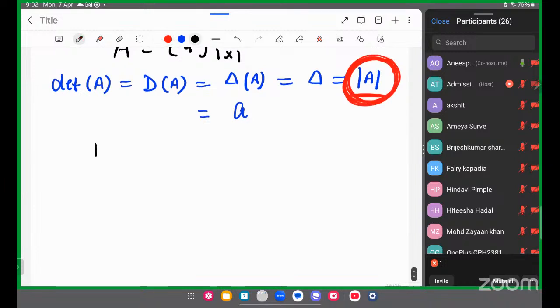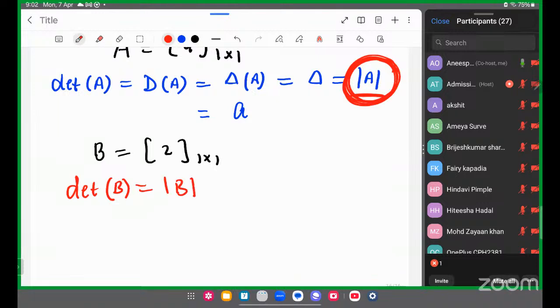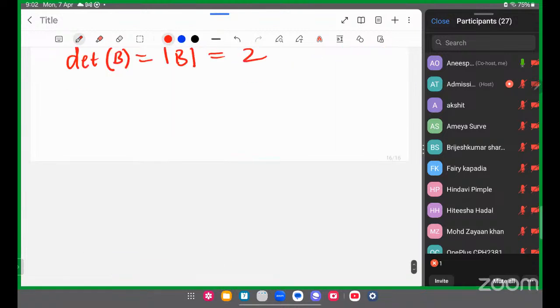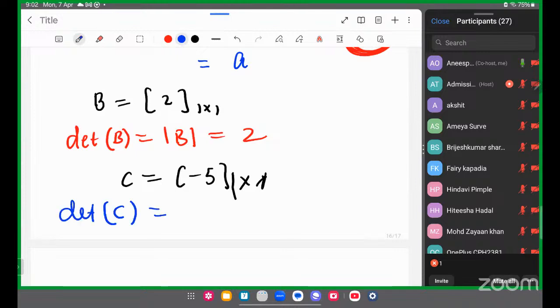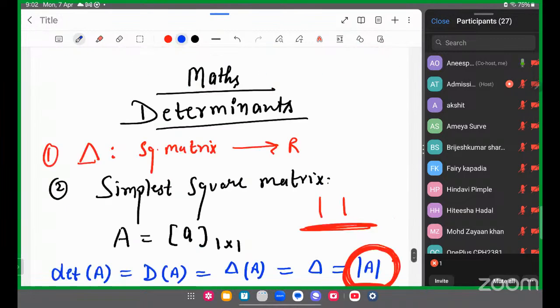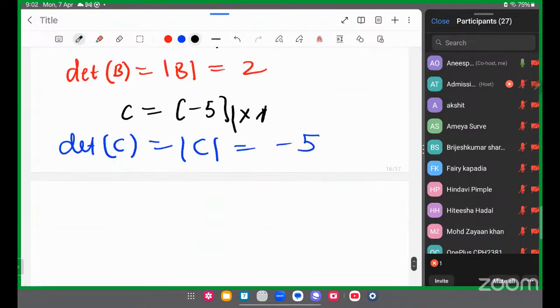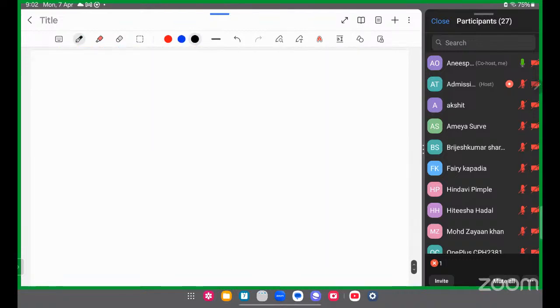For example, let's say we have a matrix B with element 2, 1 into 1. And I want to know the determinant of matrix B. Some authors will write it as determinant B. The answer will be 2. If we take any matrix C, minus 5, 1 into 1, what will be its determinant? Determinant of matrix C will be its element, that is minus 5. This is the first point. So if we are given a matrix of 1 into 1 order, its element will be the determinant.